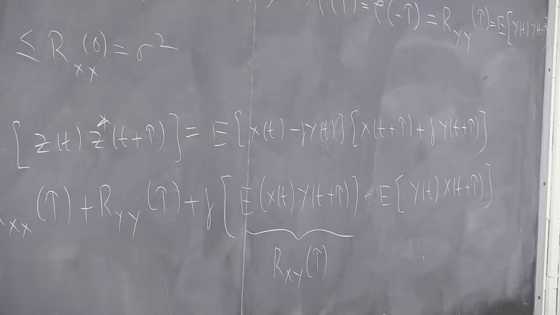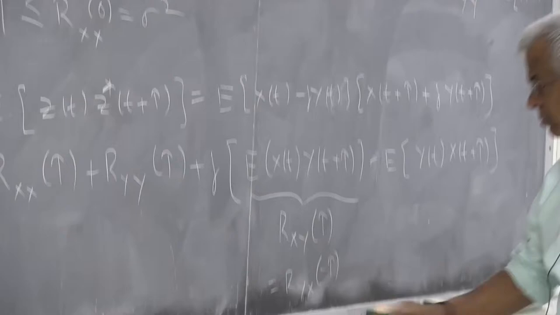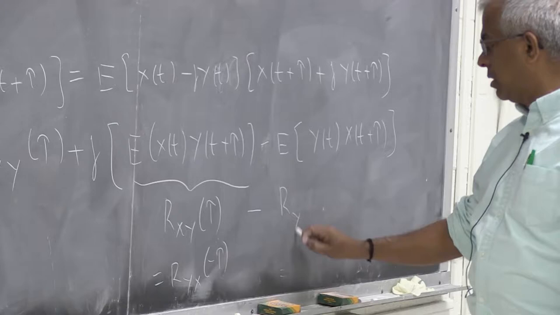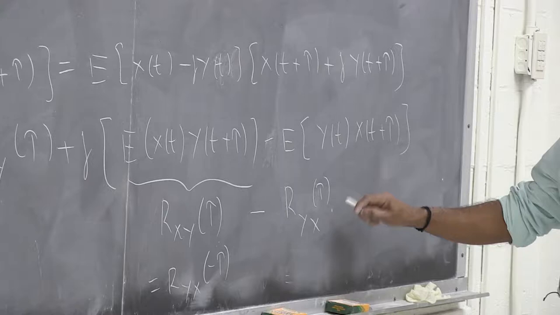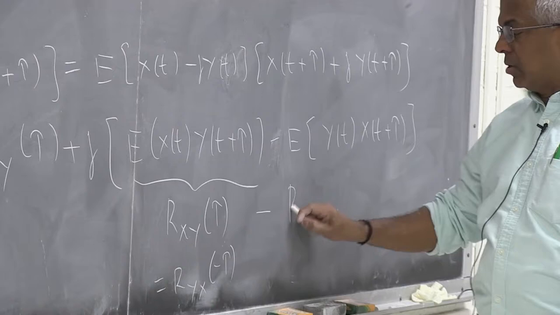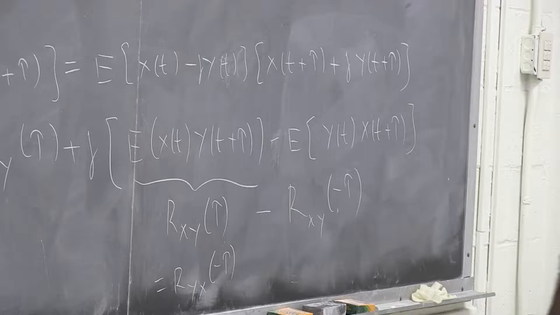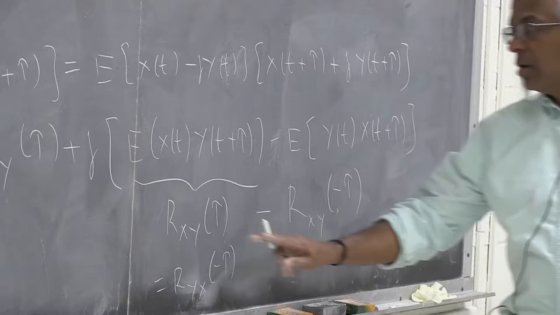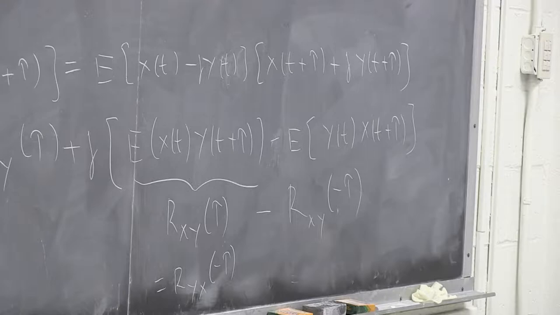Notice that this is the same as ryx of minus tau. And this is minus ryx tau, which is the same as this term. If you write it the other way, you can write this second term in terms of rxy. In other words, put this term here. So this is rxy of minus tau. So I'm going to make the assumption that this is an odd function, so that this difference becomes 2 times the rxy tau.